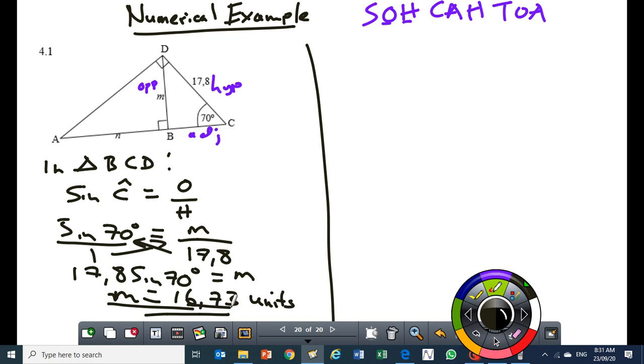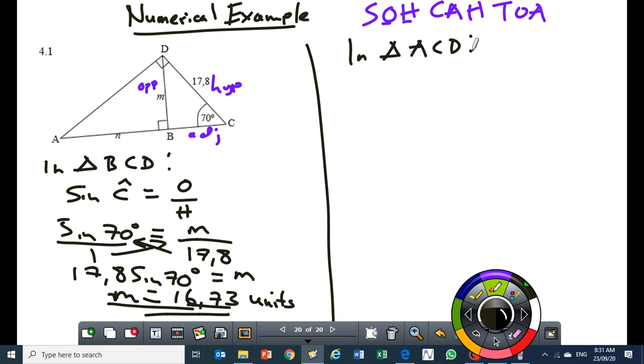I'm going to identify triangle ACD. For triangle ACD, AC is the hypotenuse. Sir, how is it 73 units? 16. Okay. Alright, so I'm going to identify triangle, I'll say in triangle ACD. Okay? In triangle ACD.